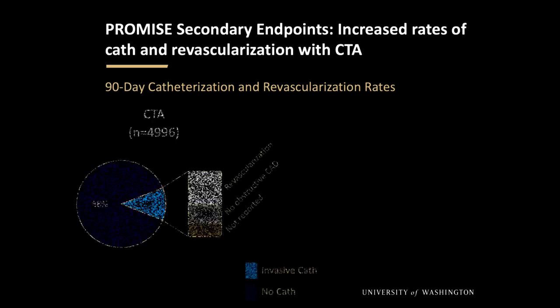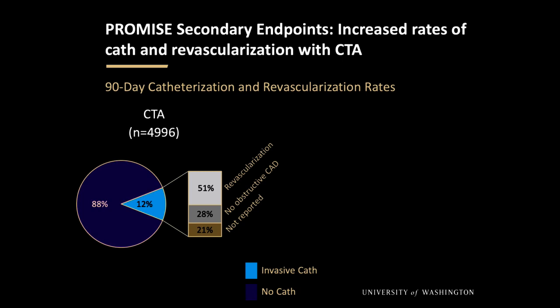So in the CTA group, and this is a pie chart on the bottom left, the light blue is those that were sent for invasive cath, purple is those who were not sent for cath. And we can see that 12% of the patients in the CTA arm actually were sent to cath. Among those sent to cath, about half underwent revascularization, and then 28% were found to have no obstructive disease. And they actually didn't report the remaining 21%. It wasn't there when I looked through the manuscript or the supplemental figures. So it's not really clear what they saw, but maybe you can assume it was obstructive disease that was just treated medically.